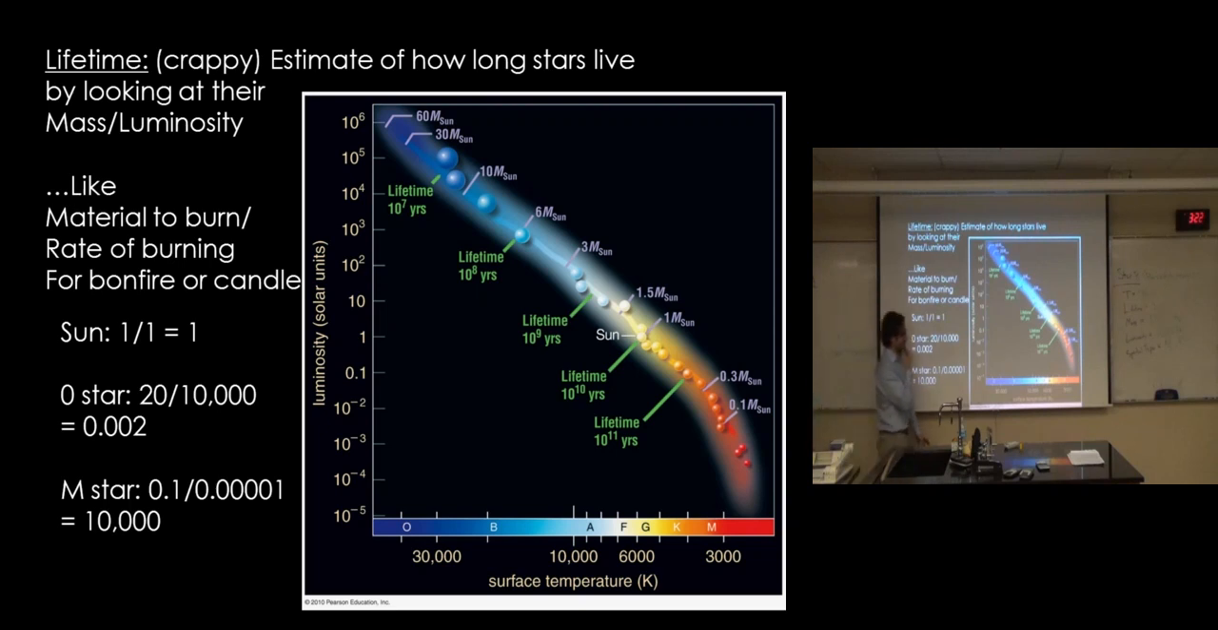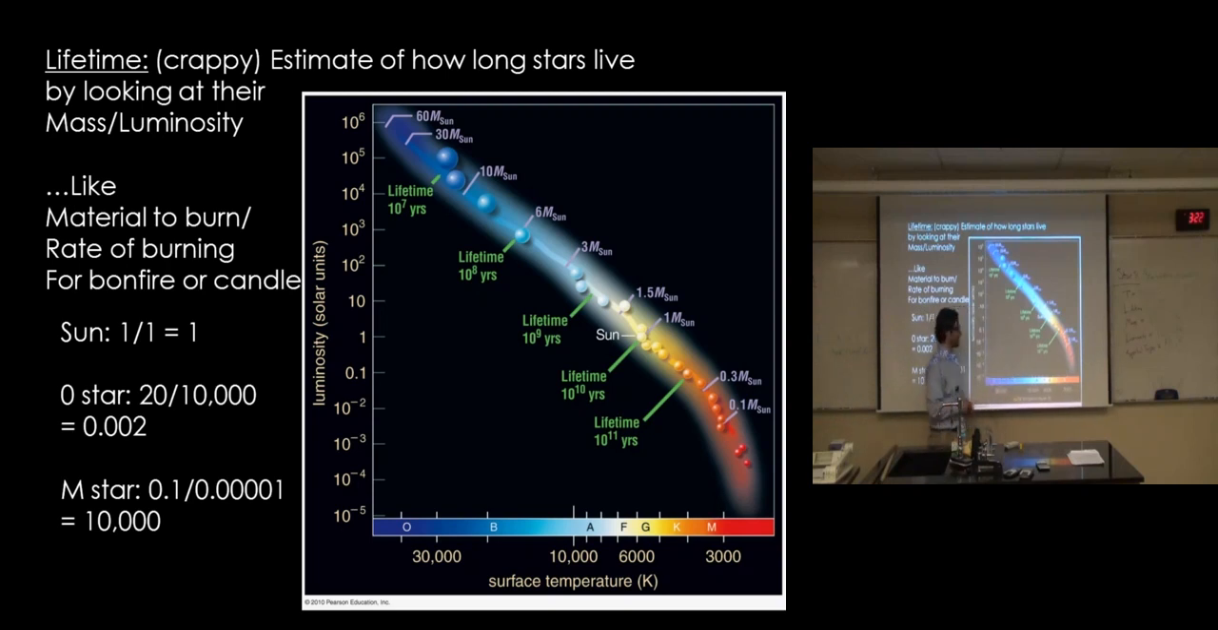Why has nobody ever seen an M star die? What is 10 to the 11th years, actually? So 10 to the 9th is a billion. 10 to the 10th is 10 billion. 10 to the 11th is 100 billion. How long has the universe been around? 13 billion. Has an M star ever died of natural causes? No. So this is their theoretical lifetime.